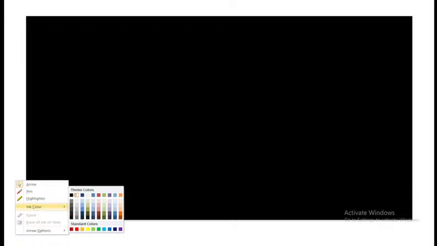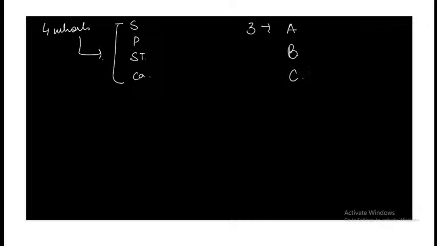So you have 4 whorls. What are the names of the whorls? It is sepal, petal, stamen, and carpel, right? So now we have 3 genes. There are 3 main classes of genes depending upon which we have the complete whorl formation. You have gene A, gene B, and gene C, right? So there are 3 classes of gene: class A, class B, and class C. In every class we have various genes being present.